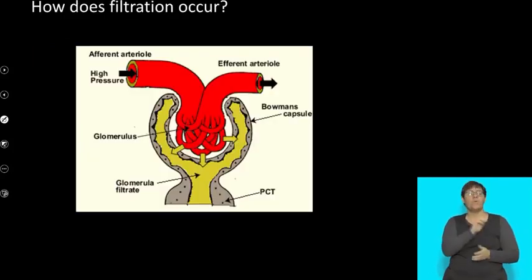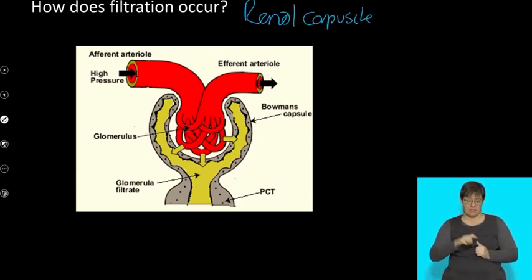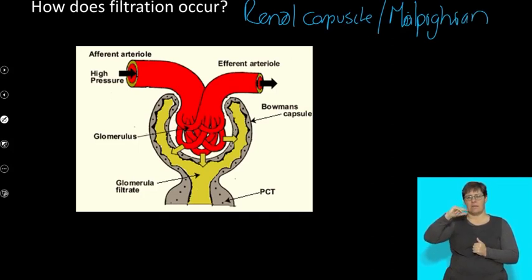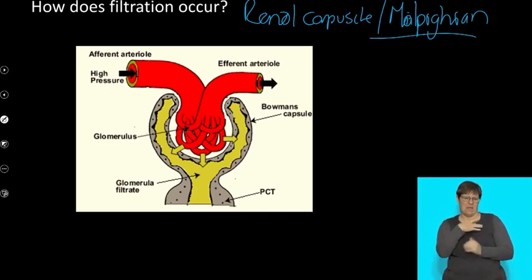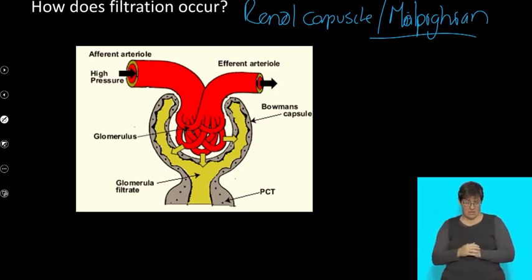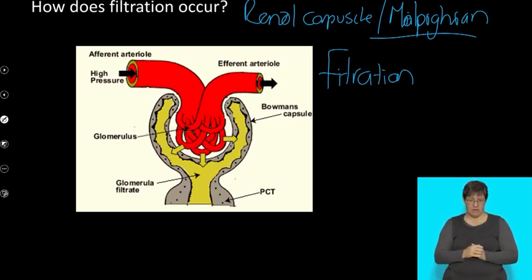Okay, guys, so what happens, I want you to have a look at the diagram over here. This is what we call the renal corpuscle. And sometimes I've seen it also called the Malpighian corpuscle. I prefer the renal corpuscle, but this is called the Malpighian. And what we're looking at here is this word filtration. To filtrate, or filtration, means to filter. And what are we filtering?